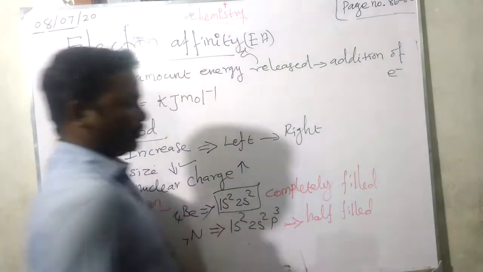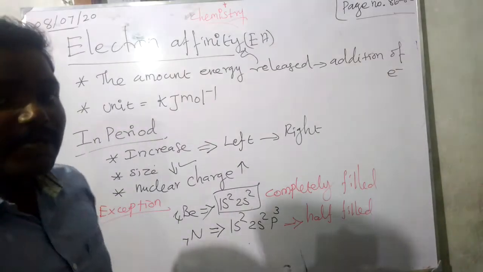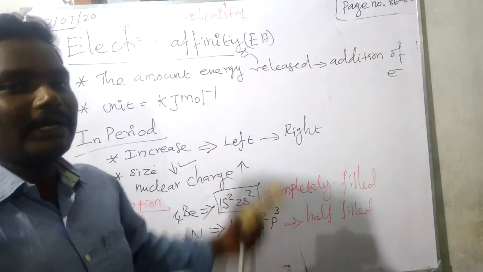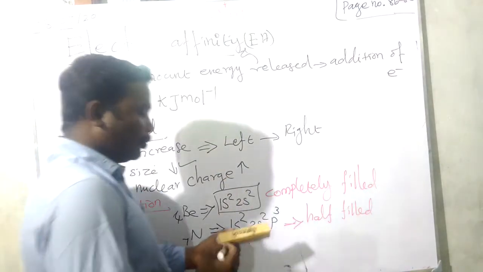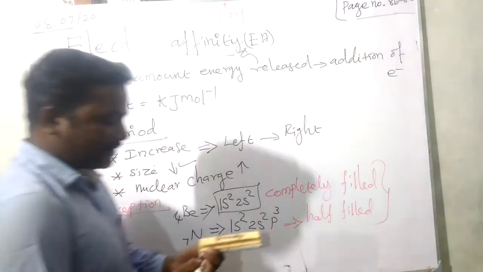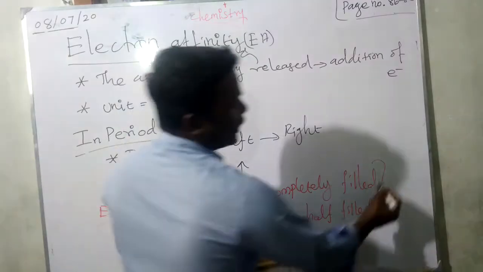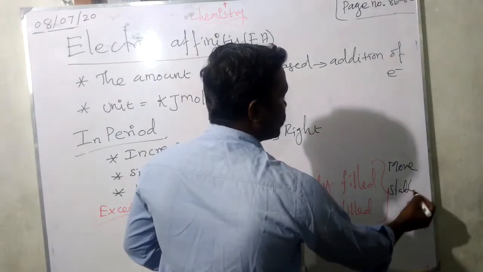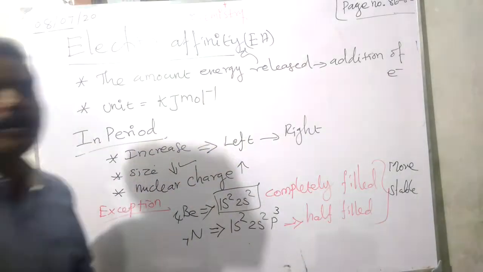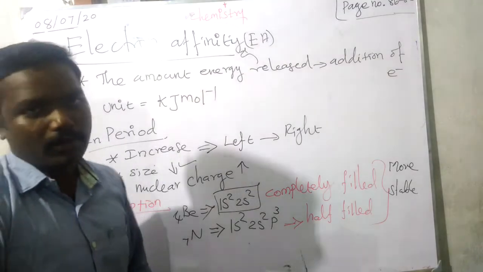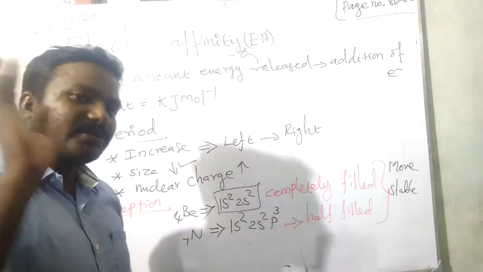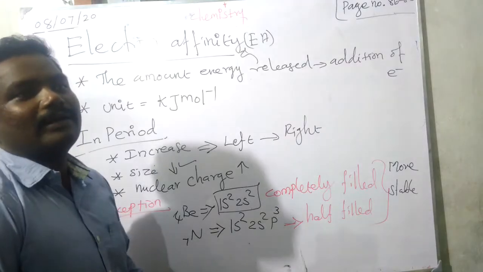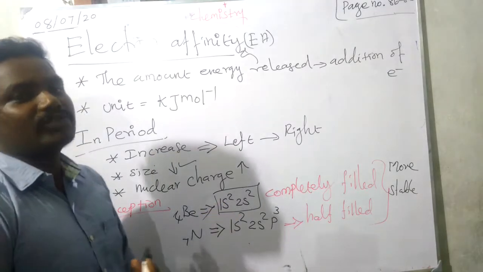Already I told my dear students, the elements having completely filled or half-filled electronic configuration are more stable. So these cases are more stable electronic configurations. More stable means what will happen? It will not attract any electron or give electron. Because of this reason, ionization energy is also high. So here, more stable, it will not attract any extra electron.